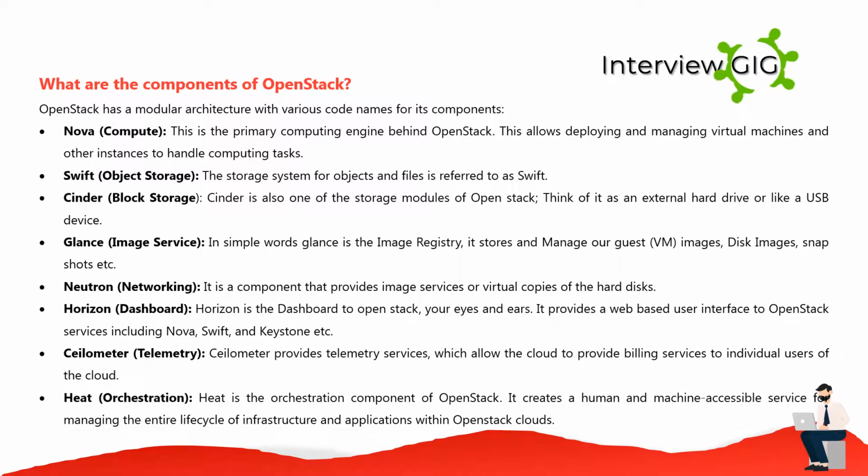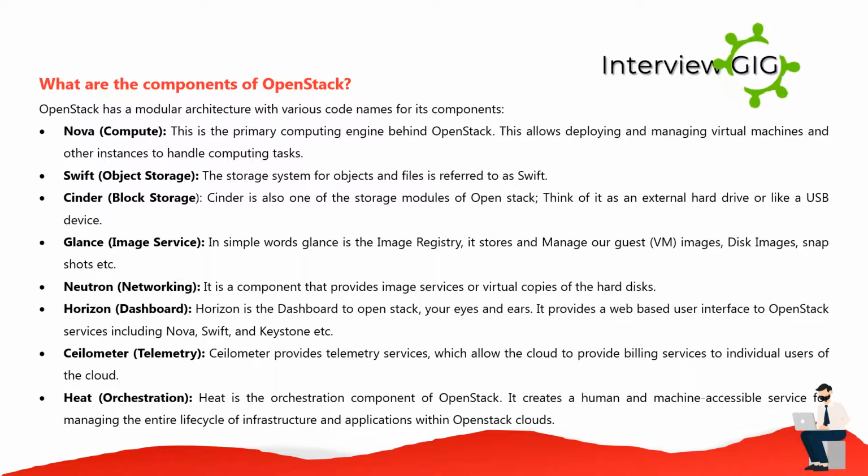What are the components of OpenStack? OpenStack has a modular architecture with various code names for its components. Nova, compute: this is the primary computing engine behind OpenStack. This allows deploying and managing virtual machines and other instances to handle computing tasks. Swift, object storage: the storage system for objects and files is referred to as Swift.